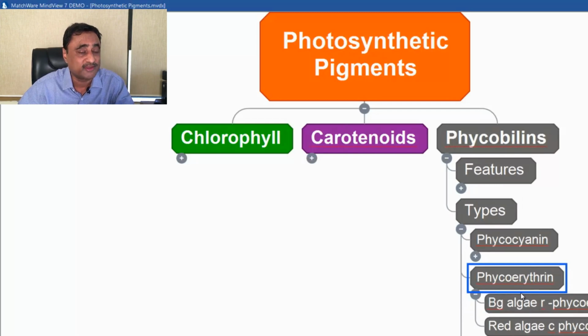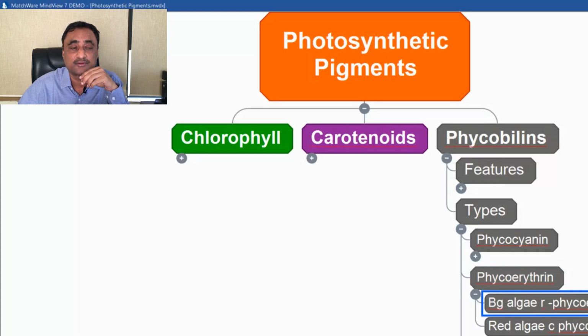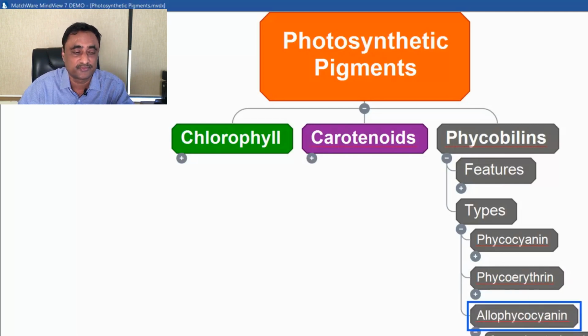If you talk about phycocyanin, again there are two varieties, R-phycocyanin and C-phycocyanin. In the case of phycoerythrin, blue-green algae have R-phycoerythrin and red algae have C-phycoerythrin. But in the case of phycocyanin, the relation is just reverse: blue-green algae have C-phycocyanin, while red algae have R-phycocyanin. The last one, allophycocyanin, is found in blue-green algae or cyanobacteria.